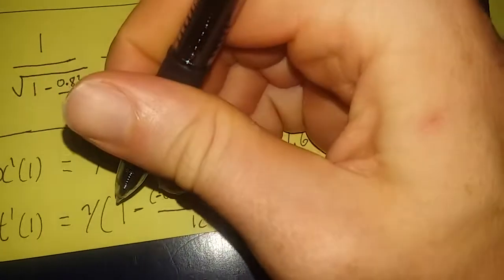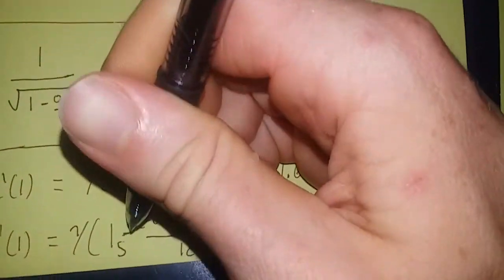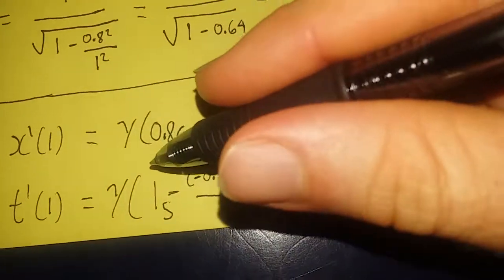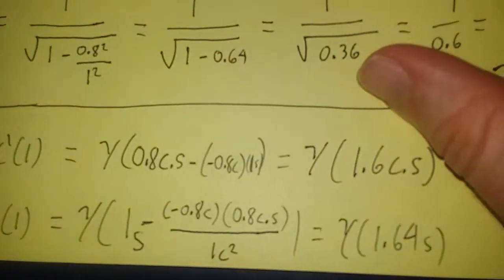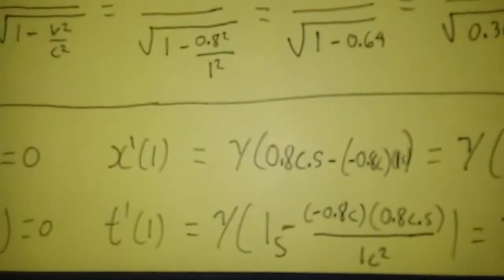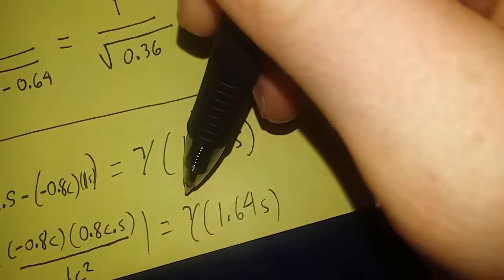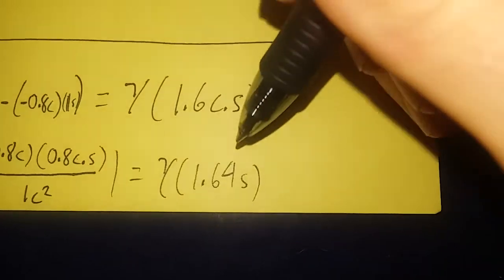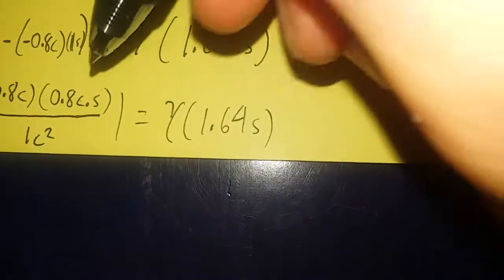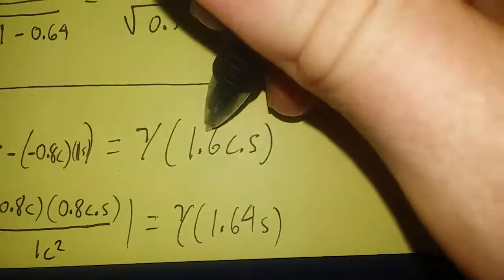This should be 1 second, 1s. So then our t prime is gamma times 1.64 seconds. So now we have x prime for 1 and t prime for 1, which is gamma times 1.6 cs and gamma times 1.64 s. So this is, again, x prime, t prime.